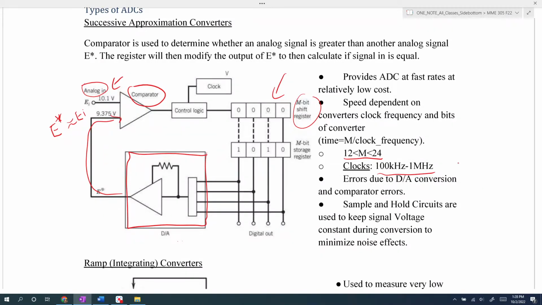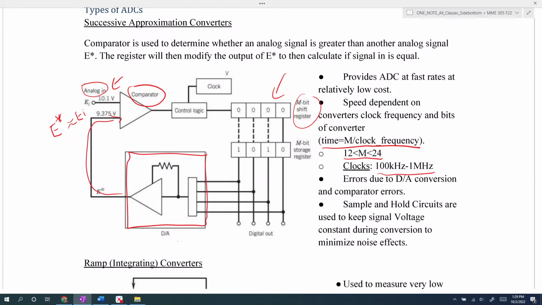Typically, I would say the speed is proportional to the number of bits divided by the clock frequency. So the more bits you have, the longer time it takes, and the faster the clock, the less time it takes. Those are the ways you can improve the measurement speed for the successive approximation converter.